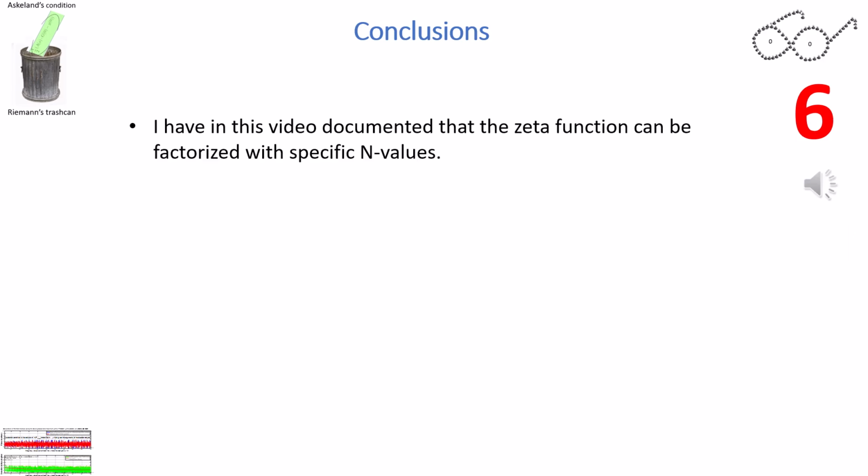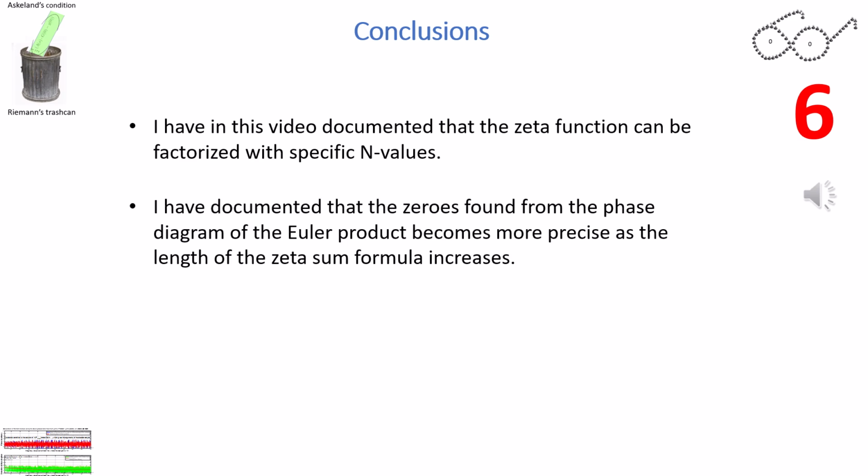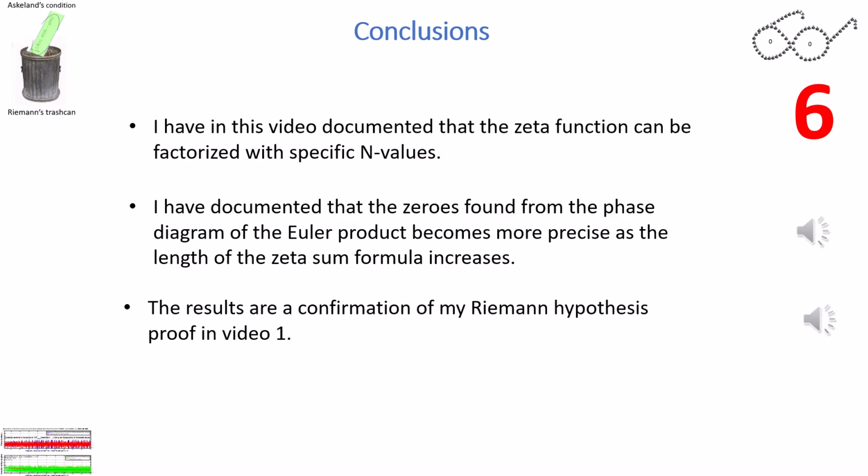I have in this video documented that the zeta function can be factorized with specific n values. I have documented that the zeros found from the phase diagram of the Euler product become more precise as the length of the zeta sum formula increases. The results are a confirmation of my Riemann hypothesis proof in video 1.